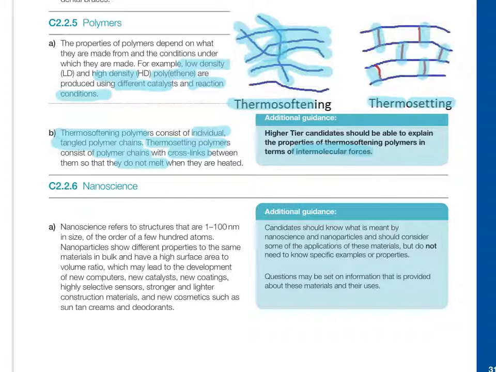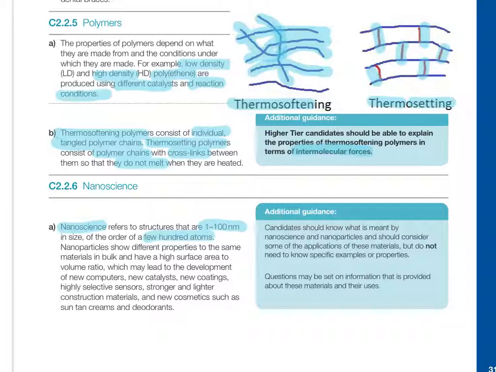When we talk about nanoscience, we're talking about structures that are really, really tiny. In the exam, if they ask you what nano means or what nanoscience means, it's not enough to just say small. You have to say that these are structures or these are things that are really, really small. We say that they're 1 to 100 nanometers in size, where a nanometer is 1 times 10 to the minus 9 meters. And so they might just be a few hundred atoms large, these structures.